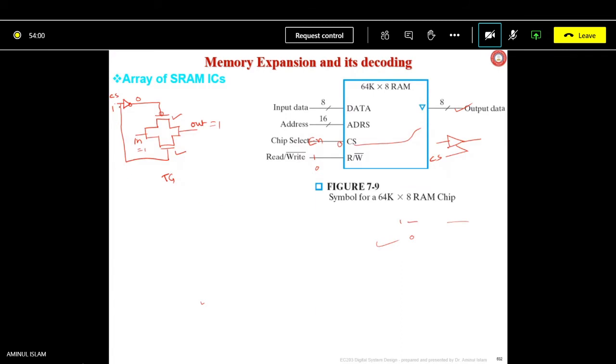But suppose CS is 0. Let me take another color. Suppose you are taking CS equals 0, then what? What is CS bar? That is 1. Yes. This is 0. So what about the conductivity of these two MOSFETs? They will not conduct. So in will not get a path. Whatever in is doesn't matter; in will not get a path to out. So what is the status of the output node? It is not connected to anywhere. I mean, it is in a high impedance state, right?